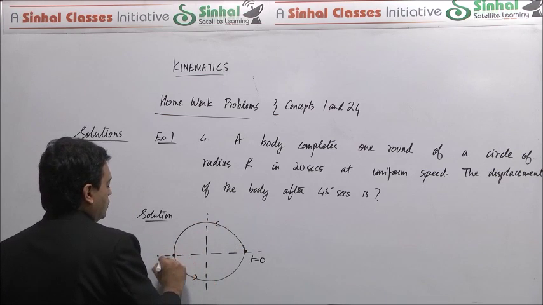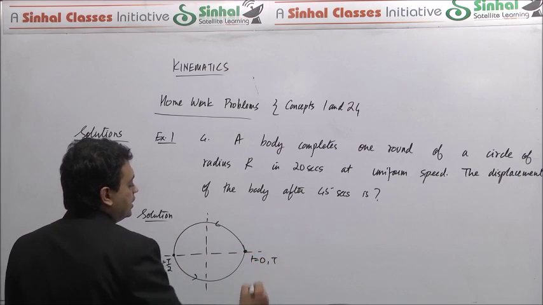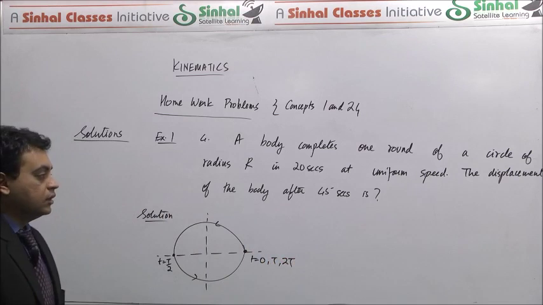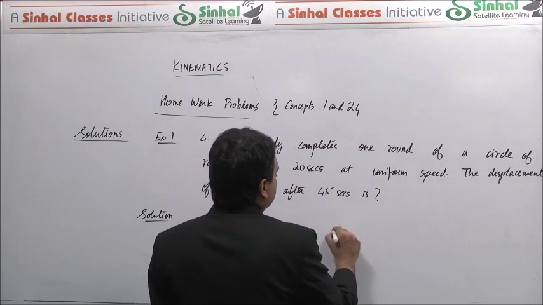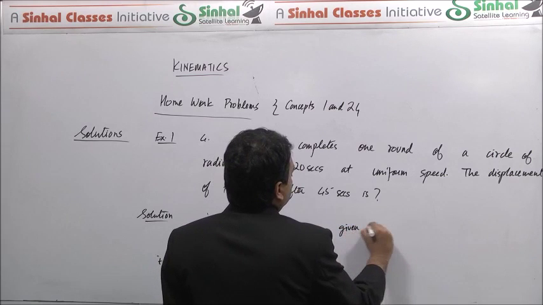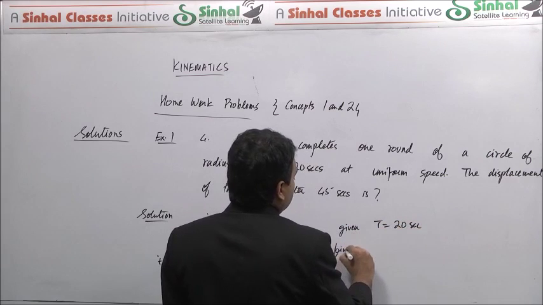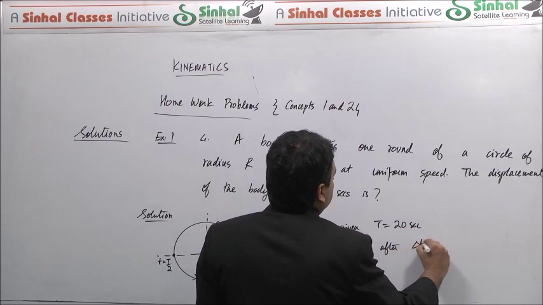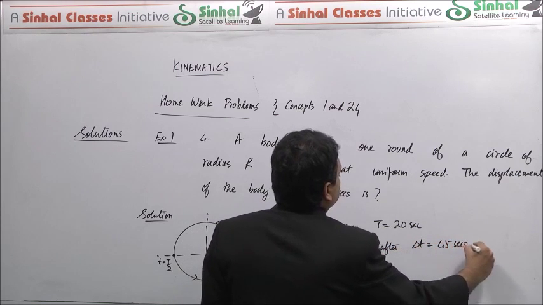So, for example, in half a time period it would reach here, and again in one time period it would be here, then again in two time periods it would be here, etc. So we have to find the displacement at 45 seconds. Now given to us that time period is equal to 20 seconds. So we have to find displacement after 45 seconds. Okay.